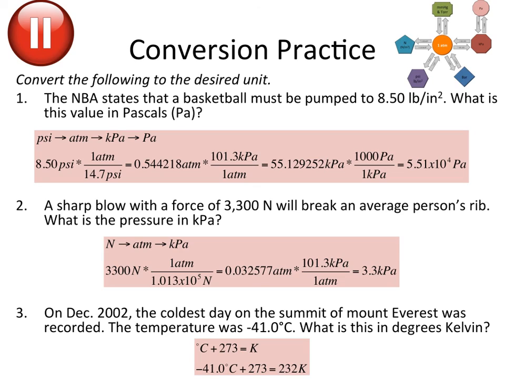For the first one, we had to go from psi to atmosphere to kilopascals to pascals. That's a little bit of a stretch. So we multiplied by all the ratios here, and our final answer was 5.51 times 10 to the 4 pascals. When we're looking at breaking ribs, we need to apply a force of 3.3 kilopascals. Again, here we have 2 significant digits, so our final answer is in 2 significant digits. And going from Celsius to Kelvin, we need to add 273, so we get 232 Kelvin.